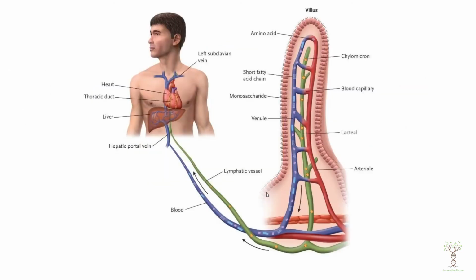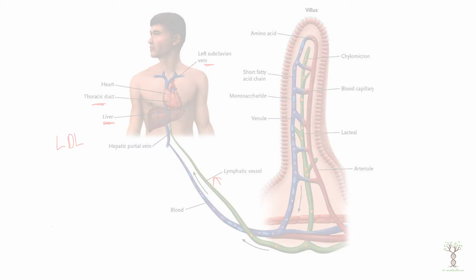Then it is going to move from the lymphatic vessel into the circulatory system, either through the left subclavian vein or the thoracic duct. Then it will travel to the liver. And here the liver will make LDL molecules, low density lipoproteins, that will carry the triglycerides through the bloodstream to the adipose tissue where we store fat.